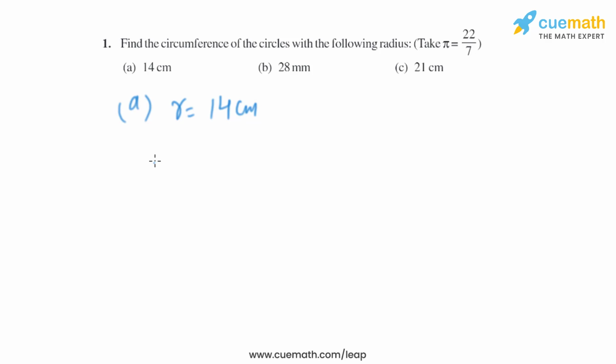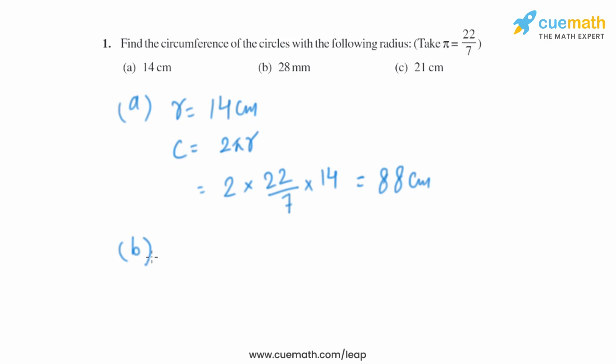Now we know how to find the circumference of a circle. So basically the formula to find the circumference of a circle is 2 pi r, where r is the radius of the circle and pi is 22/7 that is given in the question. So let's solve it. So it will become 2 into 22/7, and when we put the value of radius, that is 14, after solving this, we will get 88 centimeter. So that will be the circumference of the A part.